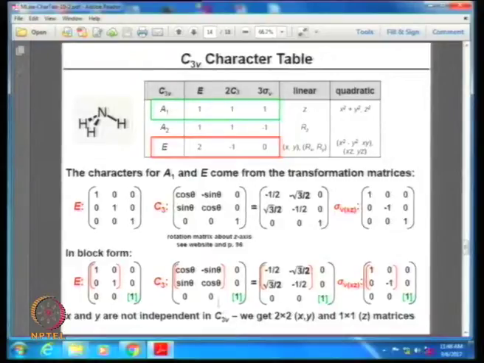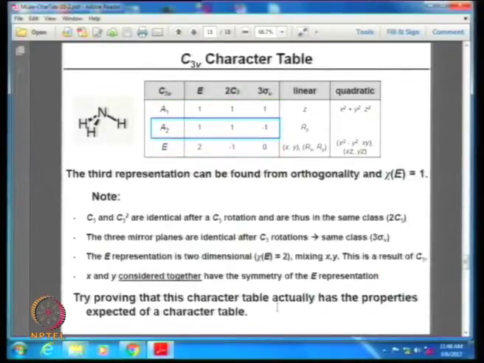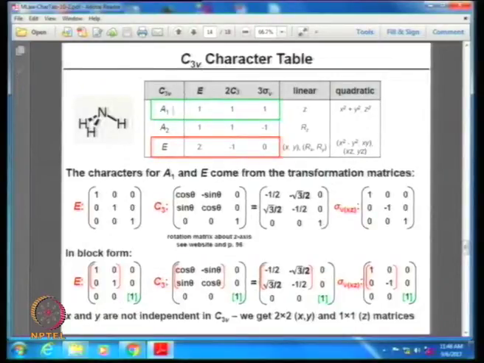But the 2 by 2 cannot be reduced any further because the operations are mixing x and y axes. So there is no way to reduce it any further. And therefore he draws up the character table. The third representation he finds by orthogonality. So these two, A1 and E, are over here already.